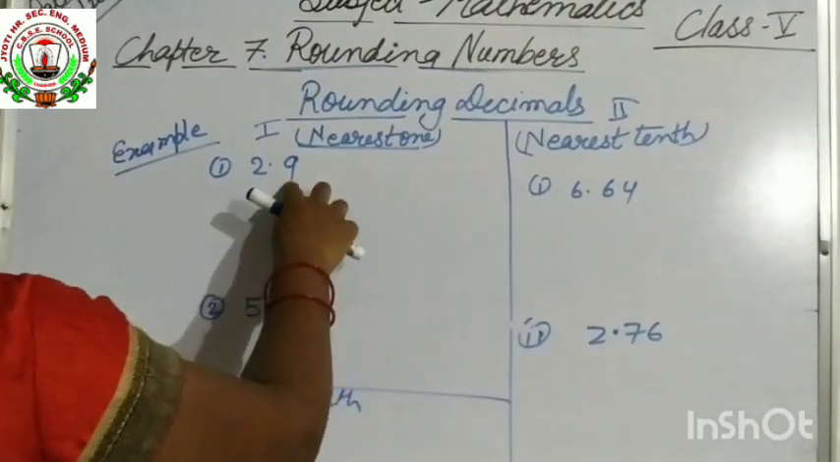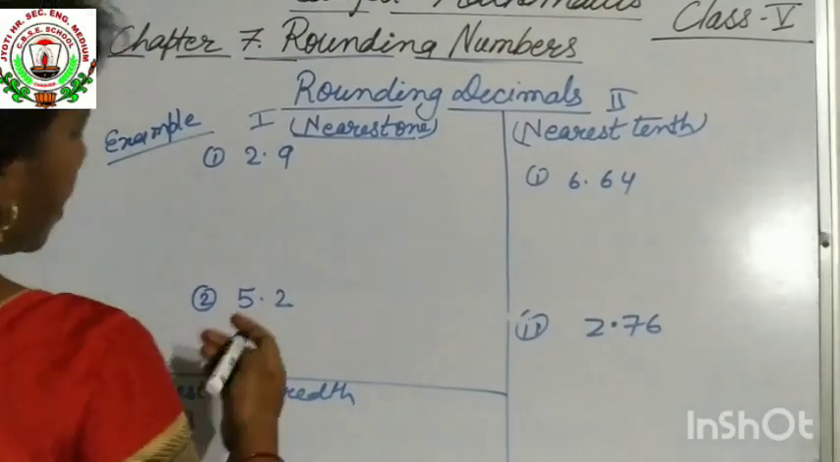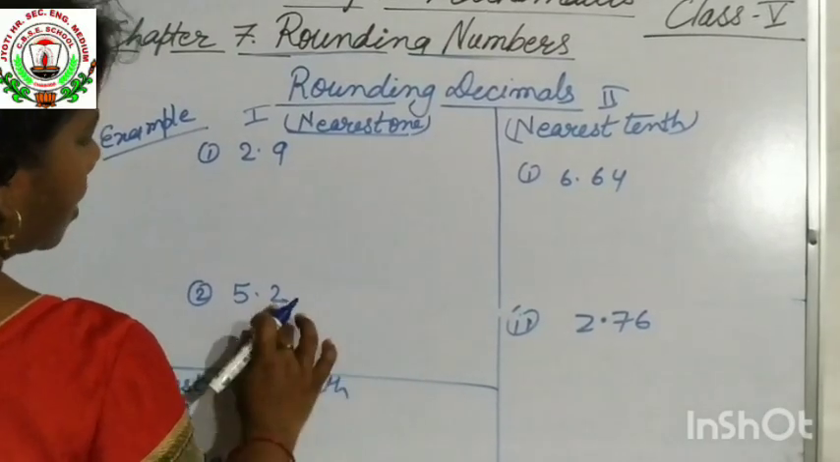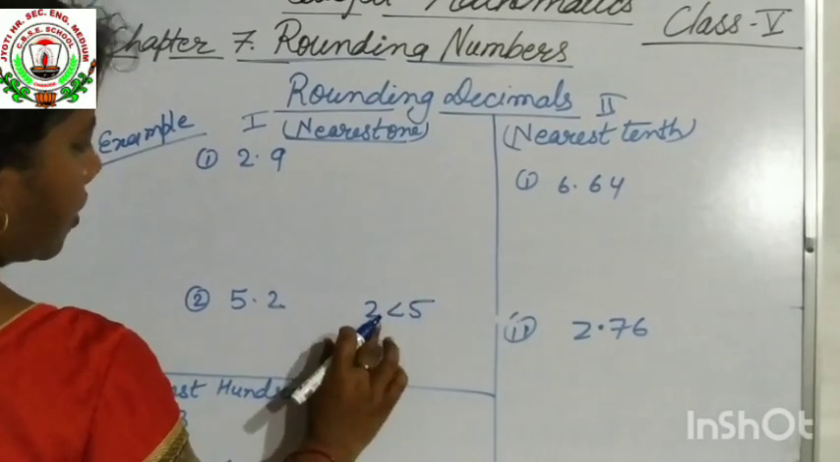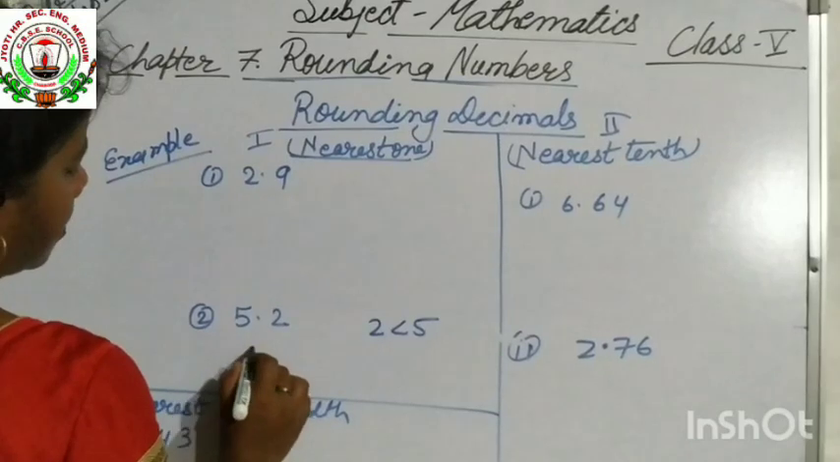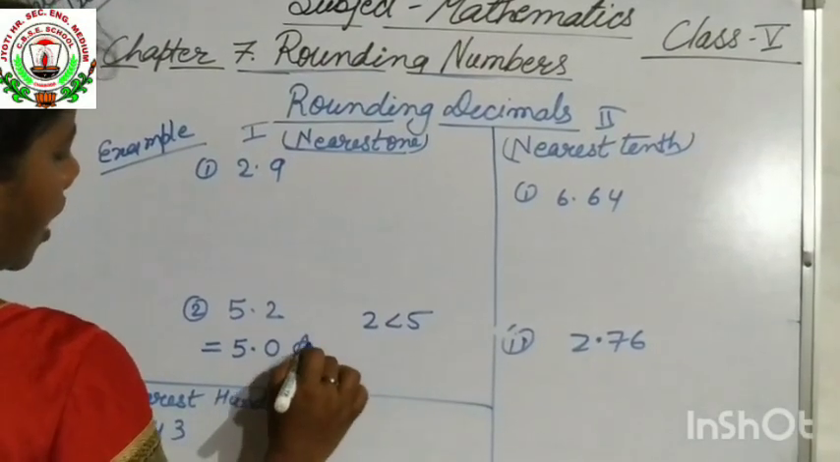Let us see question 2 first. Here the tenth place digit is 2, and we are comparing with 5. 2 is less than 5. So if it is less than 5, as it is we will write this number, and this digit will be 0. So it is the answer.